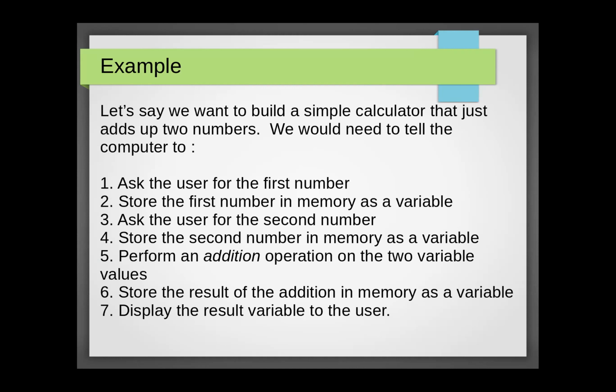And then we'd perform an addition operation. We'd tell the computer, take the two values I told you to remember and perform an addition operation, so get the processor to take one value and add it to the other. Then we'd store the result of the addition in memory as a variable itself. And then we display the result variable to the user. So that's basically what's happening. If you were coding in assembly, you'd have to do all of those things at a very low level. But because we're coding at a high level, it makes it much easier to do all this stuff.